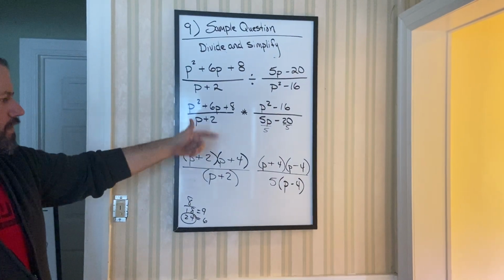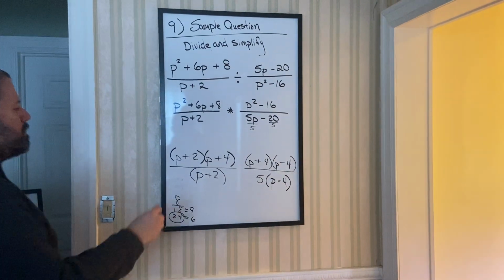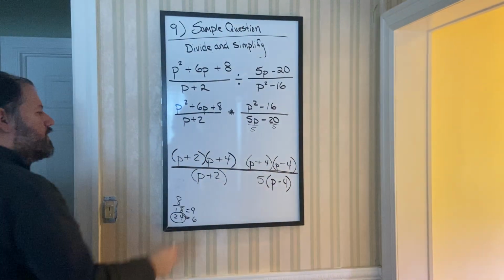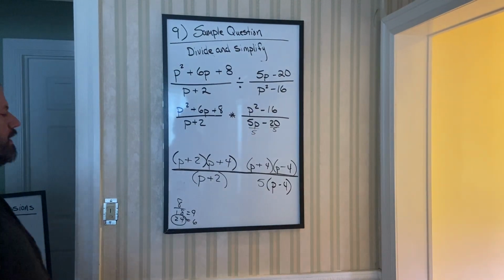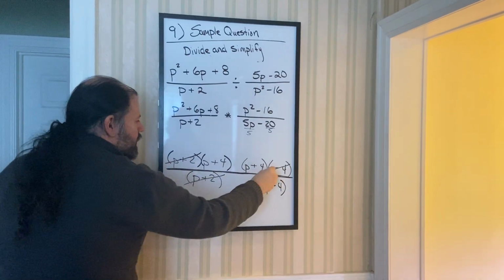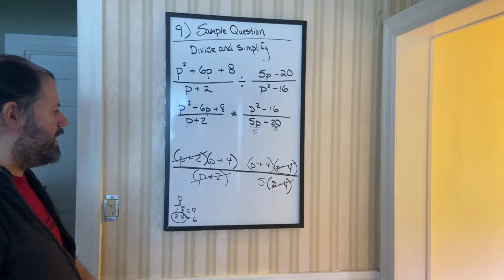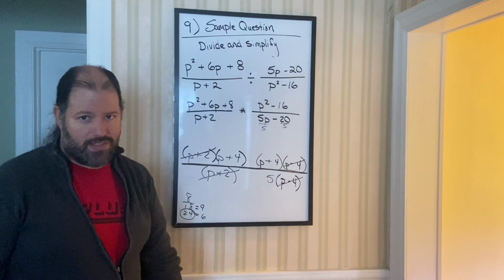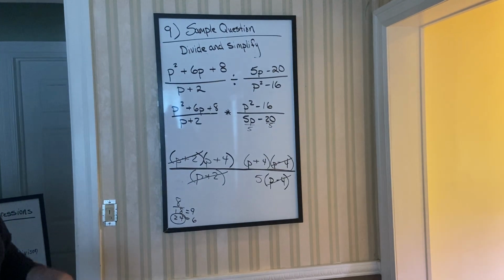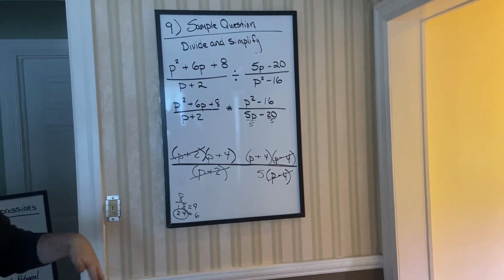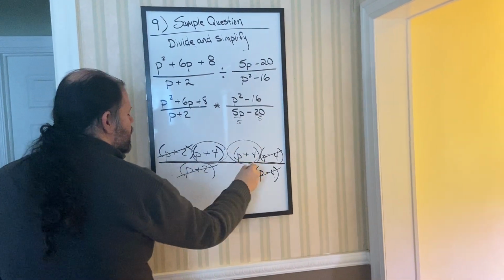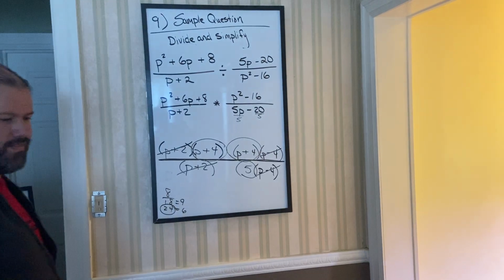Once you factor out each of the four corners completely, do your big superfraction bar. And notice we have some matching parentheses. A p plus 2 and a p plus 2. A p minus 4 and a p minus 4. Notice I'm not canceling out these p plus 4, p plus 4. Why? Because they're both on top. The only way we can cancel them is if they have one on top plus one on the bottom. So I'm left with this, and then the 5 at the bottom.